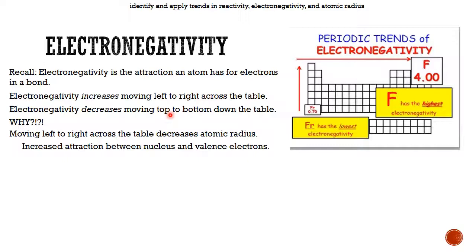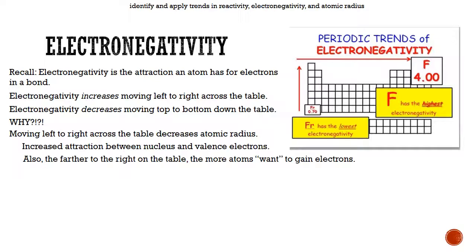Because these atoms are smaller, there's an increased attraction between the nucleus and those valence electrons as we work from left to right. Also, the farther to the right we go on the periodic table, so if we work to the right across any period, again talking about the second period, lithium to beryllium to boron to carbon to nitrogen, etc., those atoms want to gain electrons more because they're closer to their octet. The farther to the right we go on the table, the closer they get to that full octet, they really want to gain electrons. And so this increases their electronegativity.